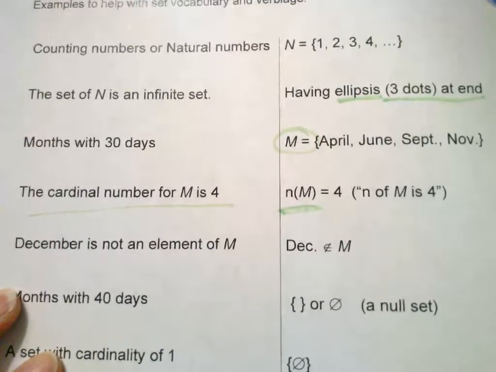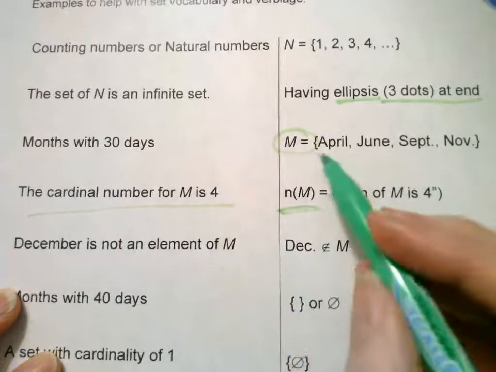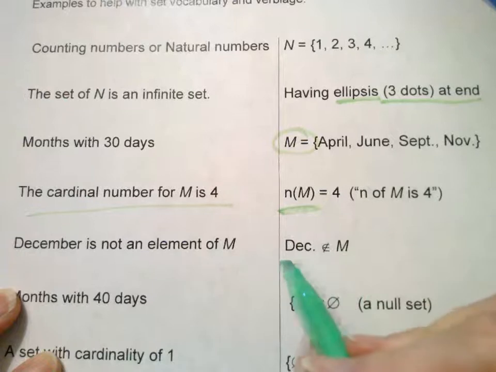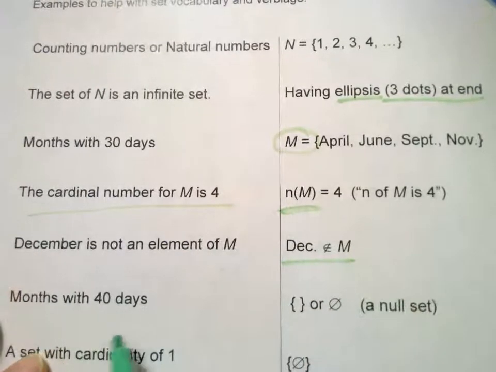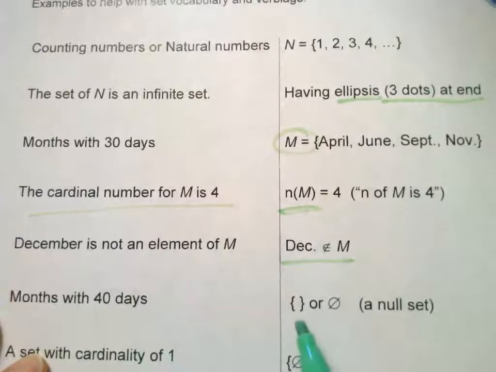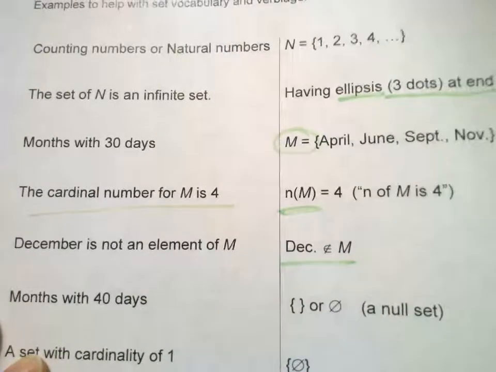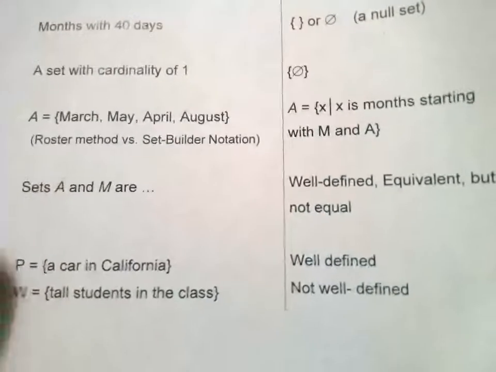Let's see. December is not an element of M. So December is not in the set M, so we can write it this way. That's how you read this. December is not an element of M. Months with 40 days is an empty set, or a null set is another word for empty set. The rest of it is on here.